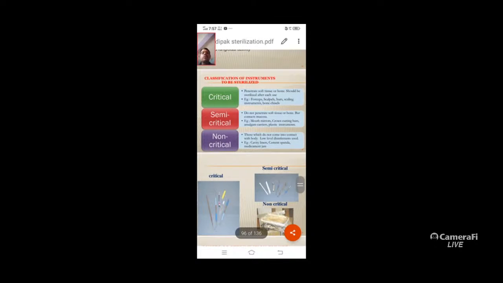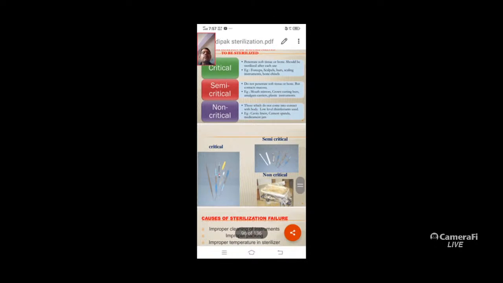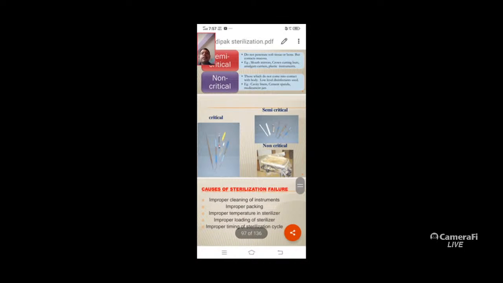Semi-critical items are those which do not penetrate the soft tissue or bone but come in contact with the mucosa. That type of instrument is called semi-critical, like mouth mirror, cutting burs, amalgam carriers and plastic instruments. Non-critical items are those which come into contact only with intact skin. Low level disinfectant is used for these, like cavity liner, cement spatula and dappen jar. These are the pictures: critical, semi-critical and non-critical.